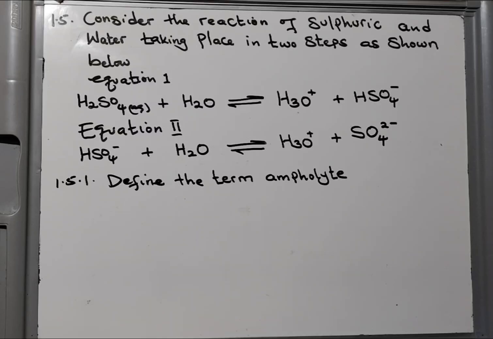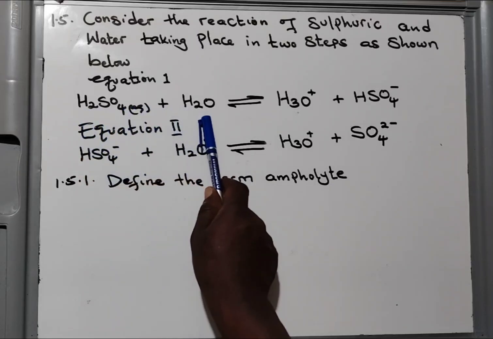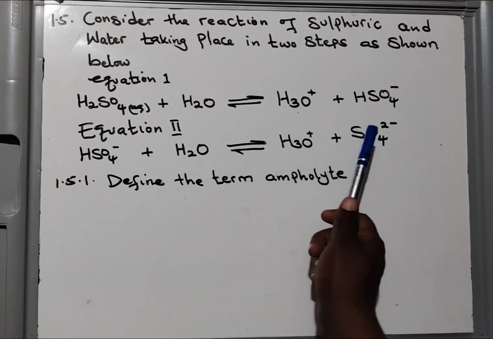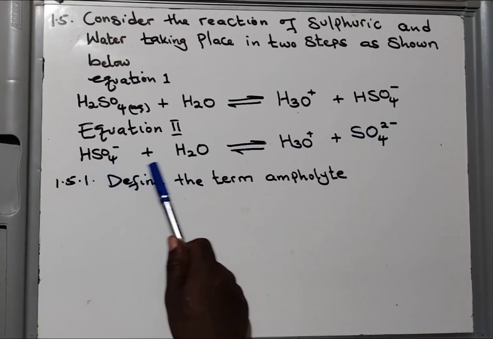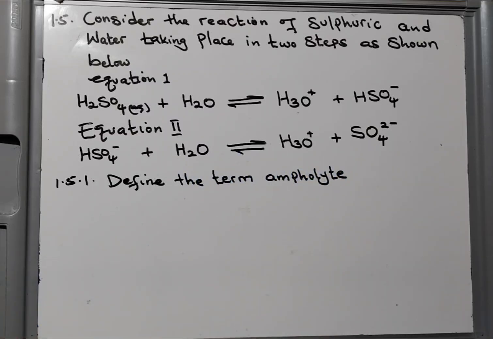Okay, now we are looking at this question. It's a continuation of our part 1. It says consider the reaction of sulfuric acid and water taking place in 2 steps as shown below. So what do we have in the first step? We're having sulfuric acid reacting with water to give you hydronium ion and a bisulfate. And in equation 2, the bisulfate reacts with water to give you hydronium ion and the sulfate ions.